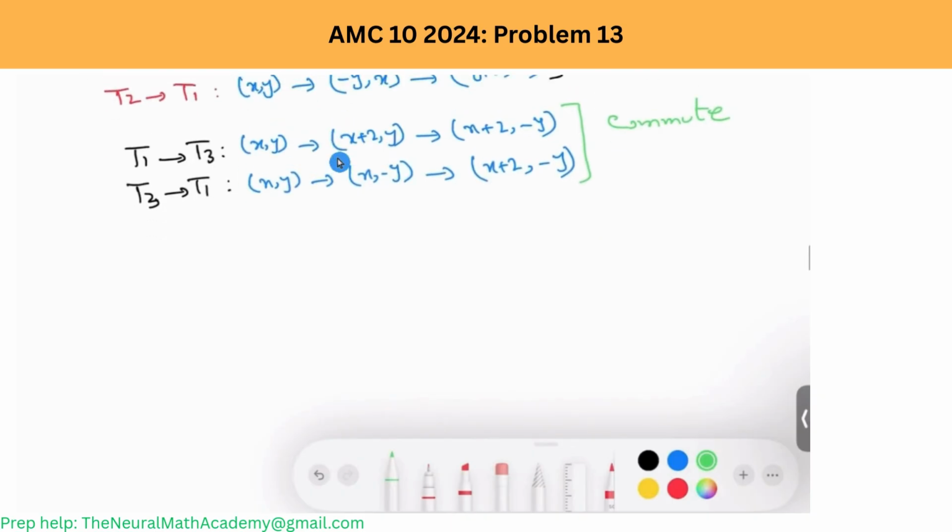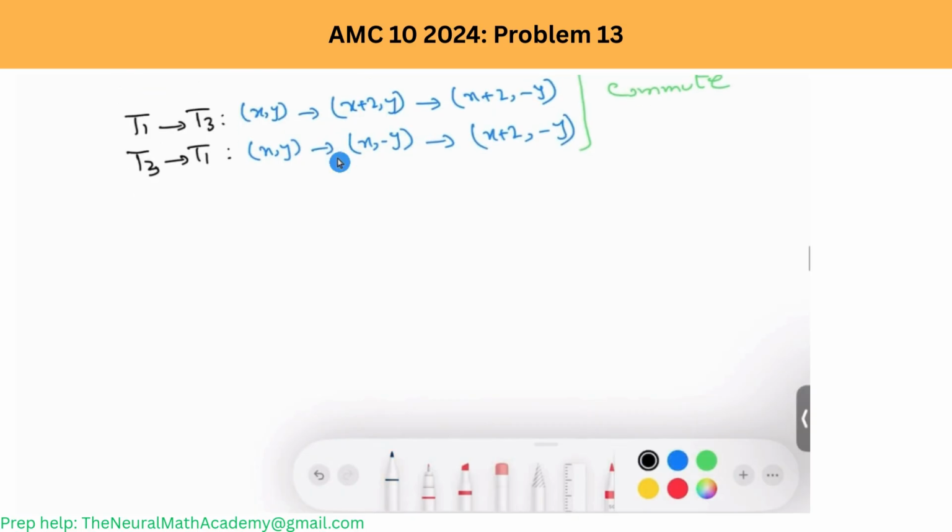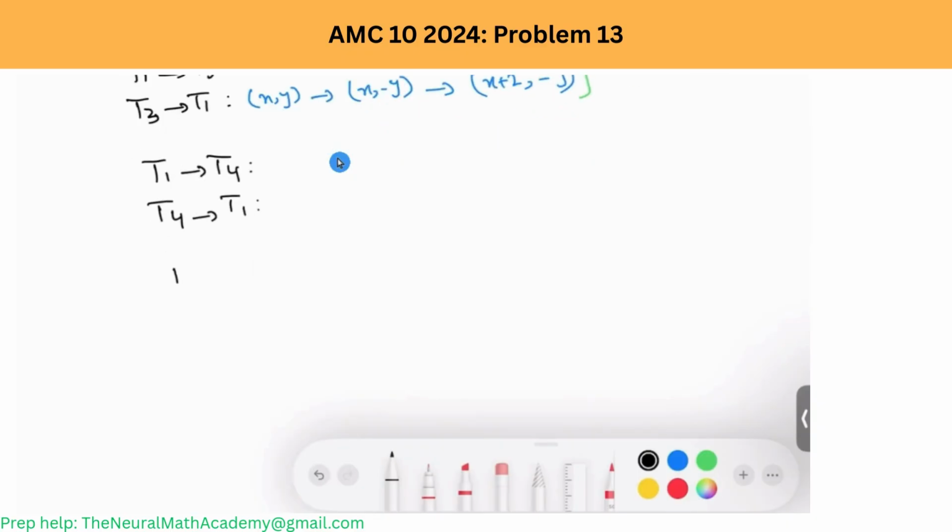So in the same way, we will check for the next pairs. So I will just write now the pairs, and then I will let you guys do it yourself. So you will check T1 first, T4 second, and then T4 first and T1 second. And then we will check T2 to T3, and then we'll check T3 to T2.